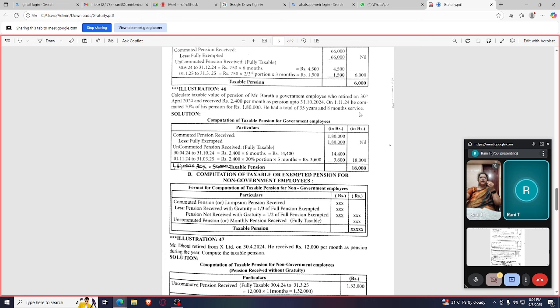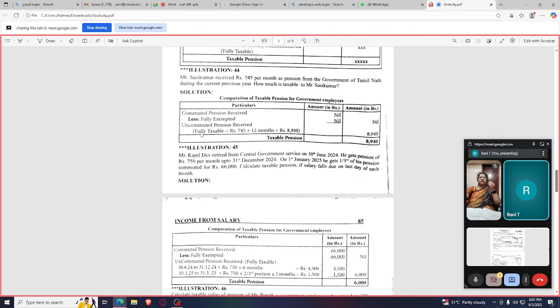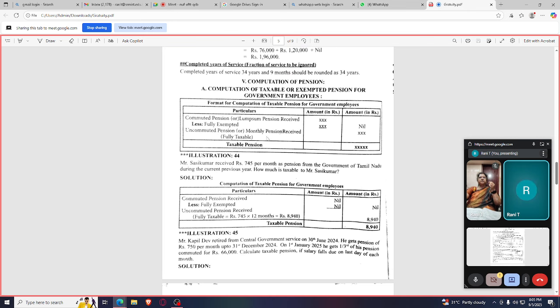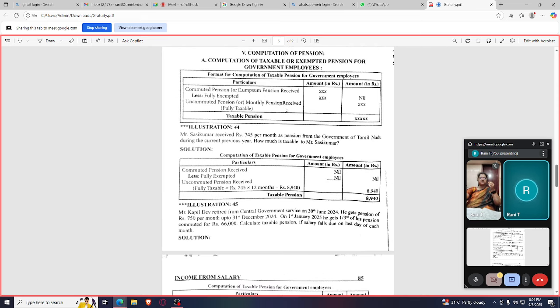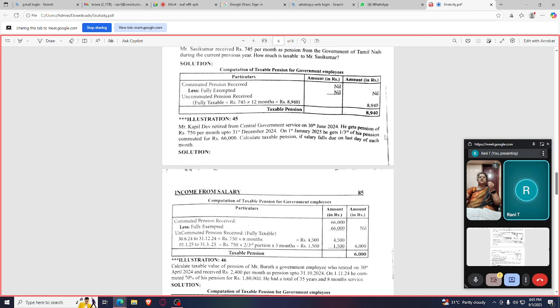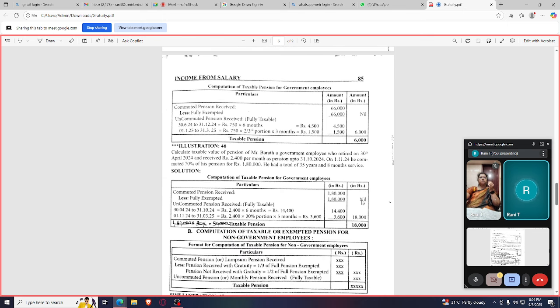Okay, let him have. See, why we are taking this here is, there is a formula. What is the formula in order to find out uncommuted pension? For how many months he receives, that is, the monthly amount into how many months he receives, we have to multiply. So, we have to consider the year of service also. So, here first one, commuted will be completely 1,80,000 is nil.